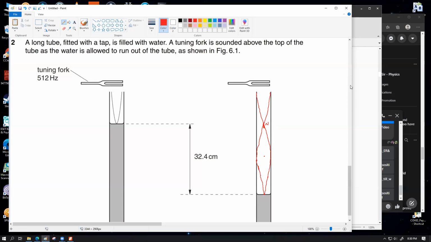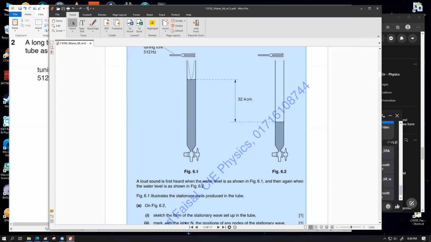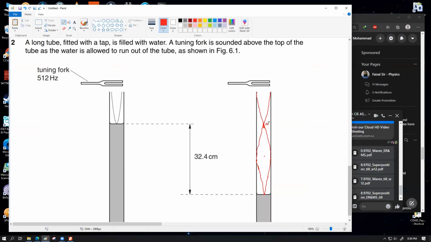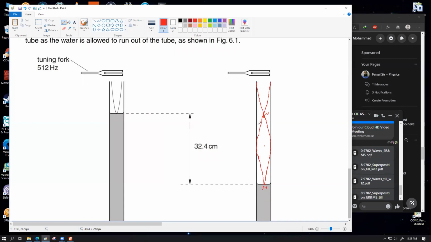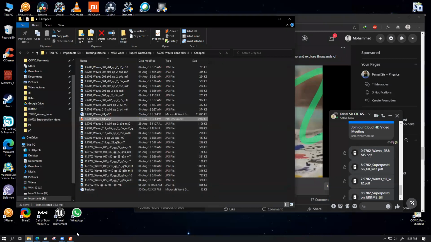That also works, because it is important that you label this N with a letter, because the question demanded: mark with the letter N the position of any nodes on the stationary wave. So you could mark it at this point. This is a node, you can mark it over here, or if you want to mark exactly over here, you can also mark it right over here. But do make this dot visible, so the examiner knows what you're trying to show them. That's pretty much it for the drawing. And for the calculation, I think you can do this. If you can't, I might help you later, because I find the calculation pretty simple.